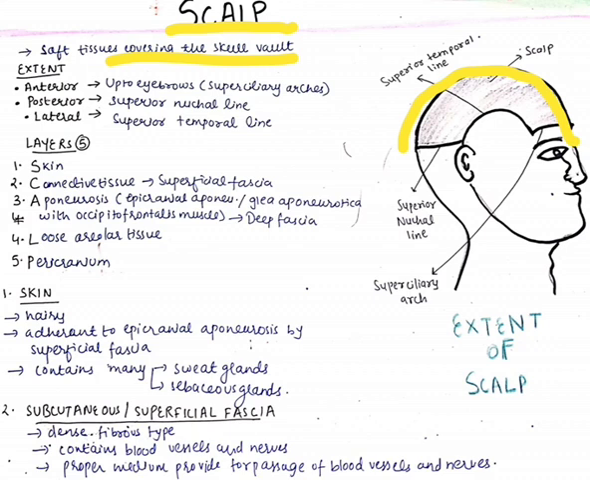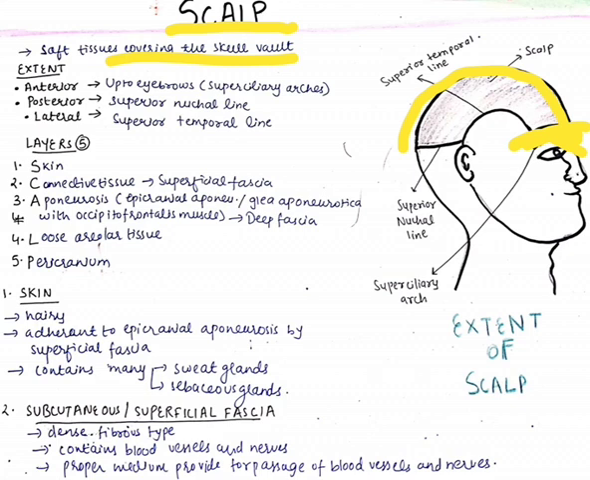So what is the extent of the scalp? Anteriorly, it is up to the eyebrows, which is also known as the superciliary arches. Here in the diagram I have labeled the superciliary arch. You can see the anterior portion of the scalp is up to the eyebrows, that is the superciliary arches.